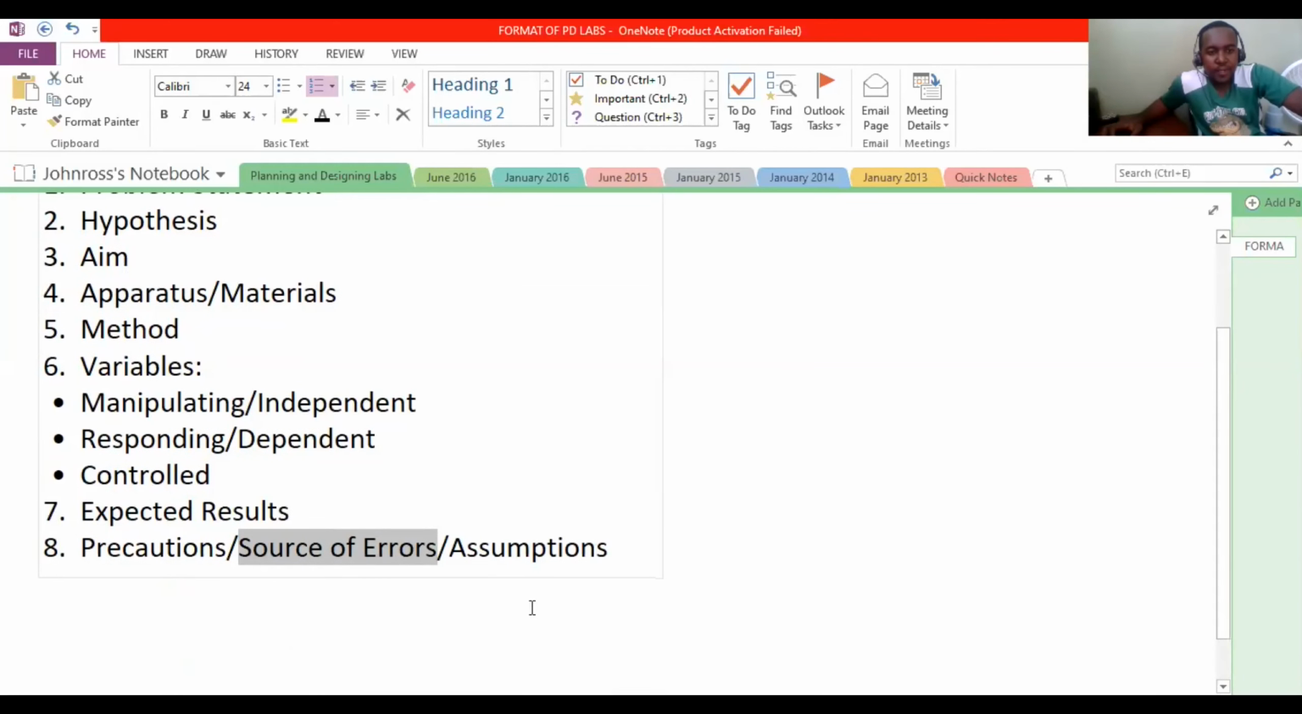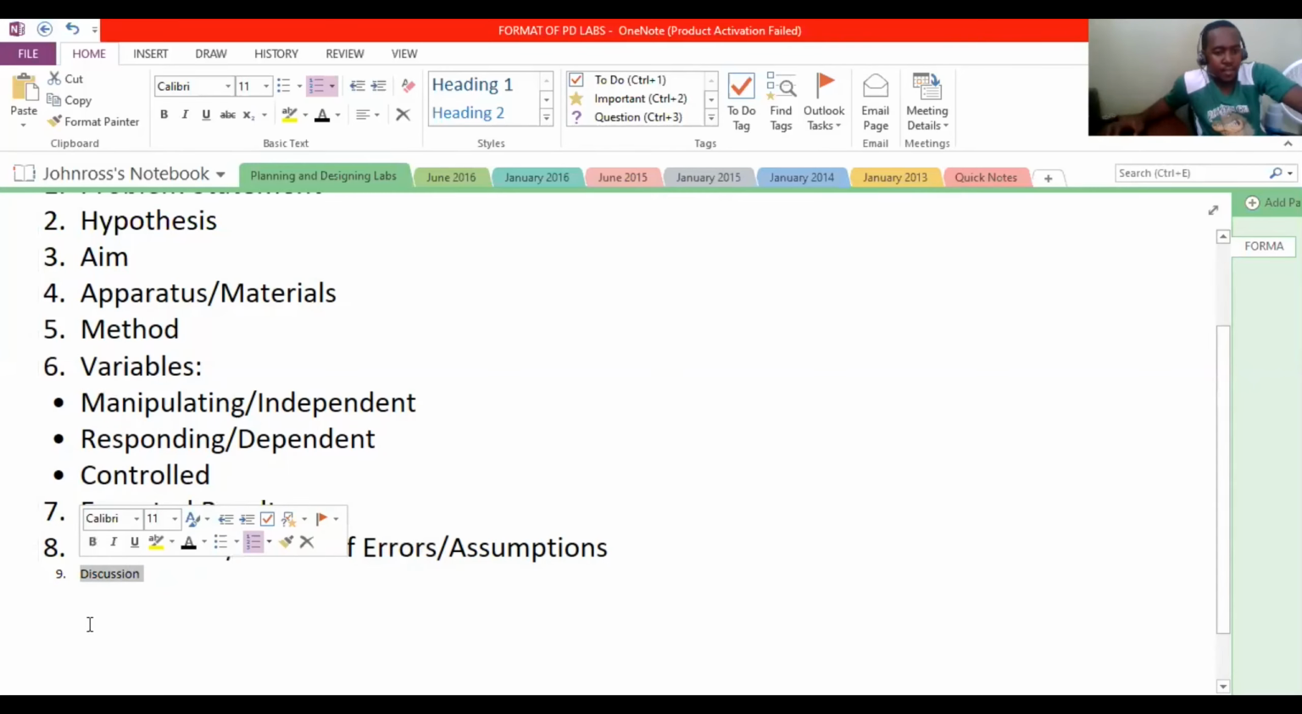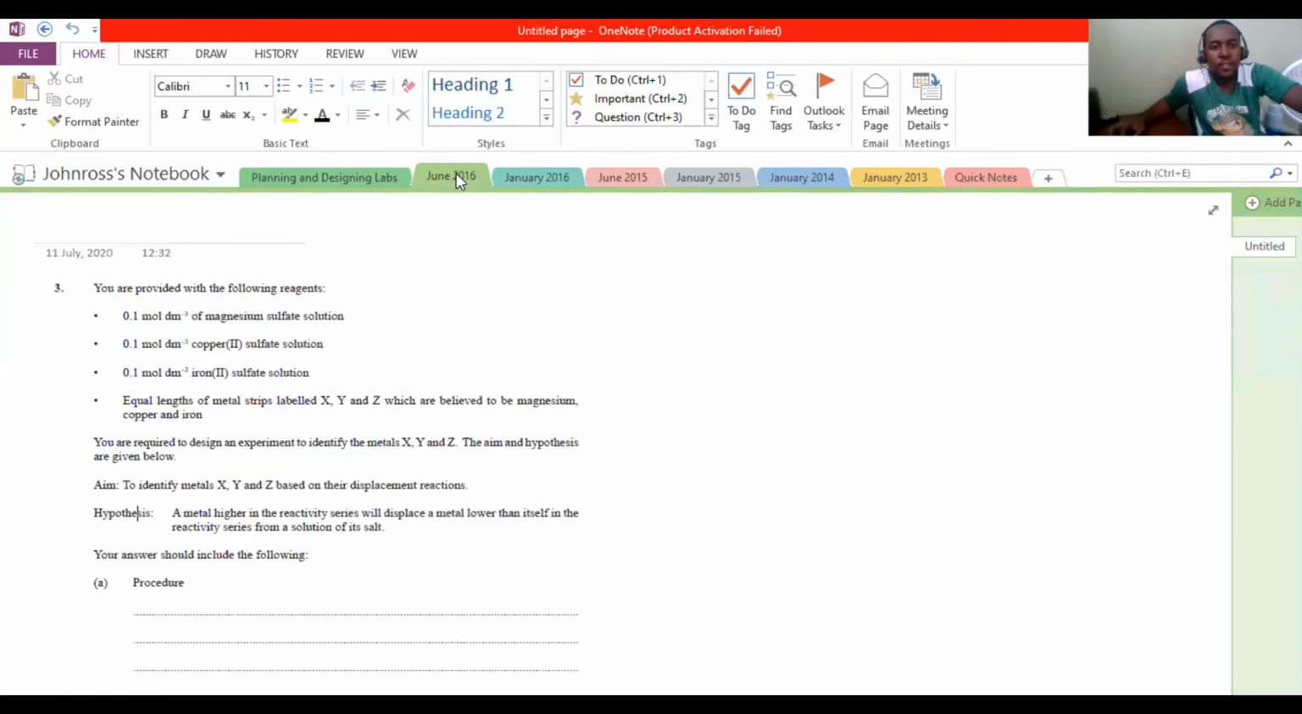All right, so all planning and designing experiments contain these specific areas. And then for your exam, some questions will normally add this part, which is your discussion. Discussion basically tells us, based on your expected result, what information do you have to actually explain that what you expect to happen will actually happen. All right, so let's use this knowledge now to answer our question 3.